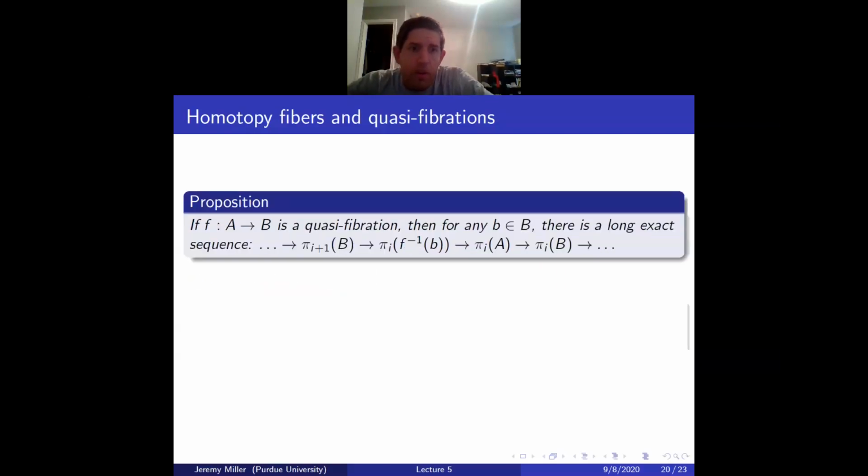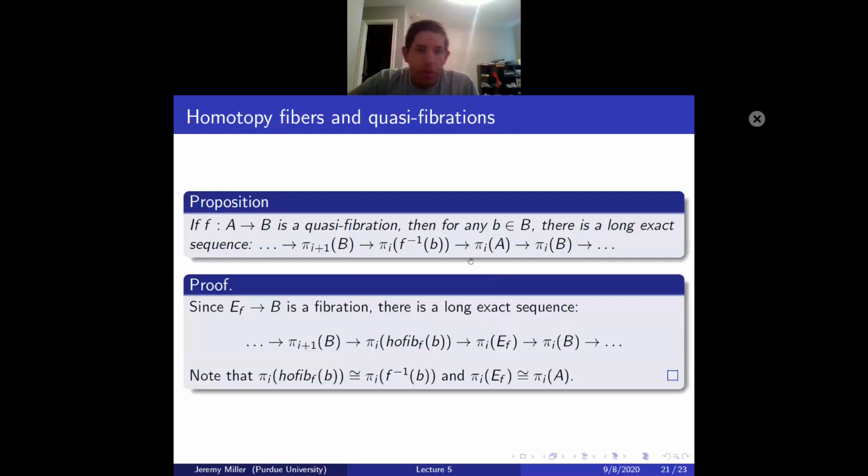Okay, so then the proposition is that if the map's a quasi-fibration, then you get a long exact sequence of homotopy groups. So it doesn't need to be a fibration; it could just be a quasi-fibration. And the proof is just, well, replace your map with a fibration. That's a fibration, so you get a long exact sequence of homotopy groups.